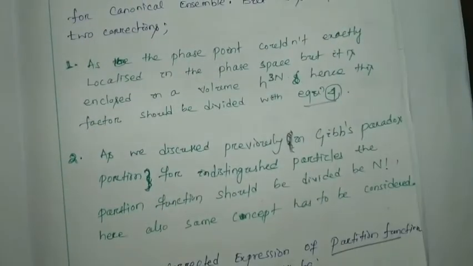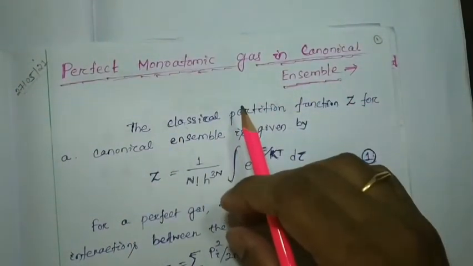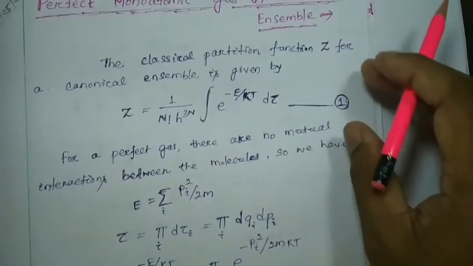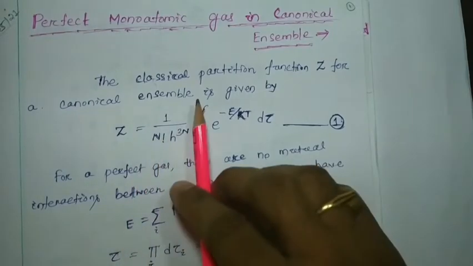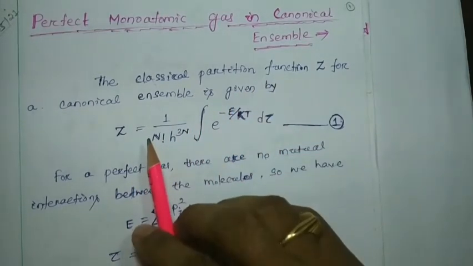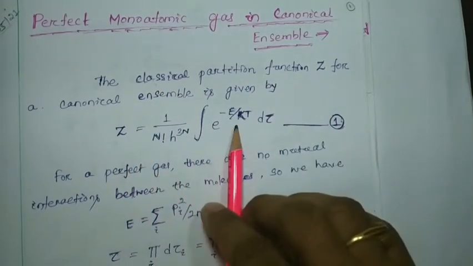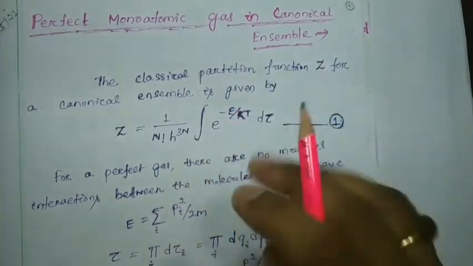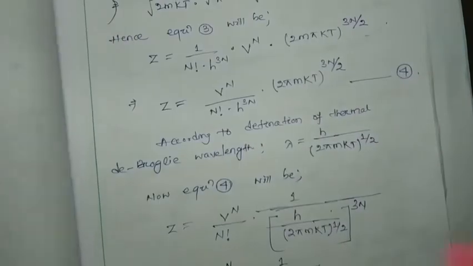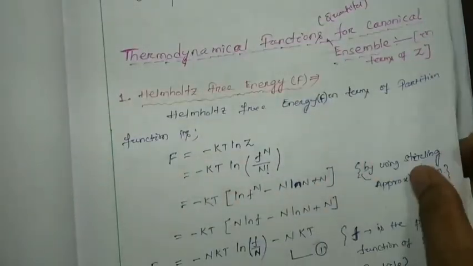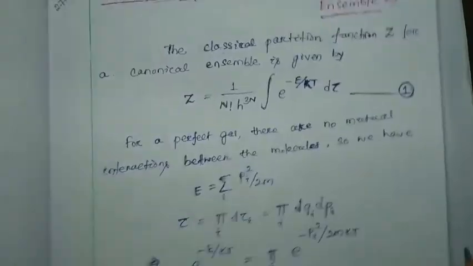Okay, now we have to go for the perfect monoatomic gas in the canonical ensemble. What will be the value of this one? This is the classical partition function of the canonical ensemble. Now we are going to simplify this, and we will discuss what value we get, and at the end we will find that Z will be this one. Okay, so let's start.